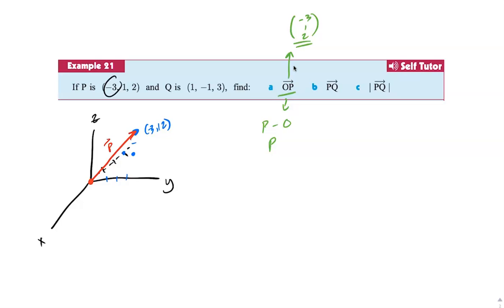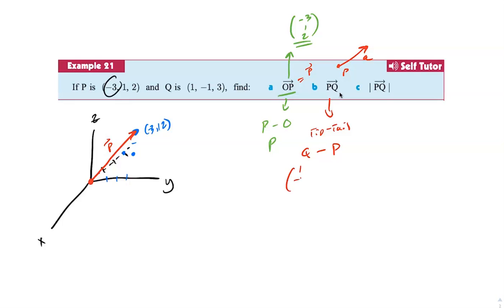Remember, OP is the same as P. So that's a point, in coordinate form. This is a vector in the vertical form. How about PQ? Well, remember: tip minus tail. Now again, it's PQ, so we're going from P to Q. So the tip is Q minus the tail P.